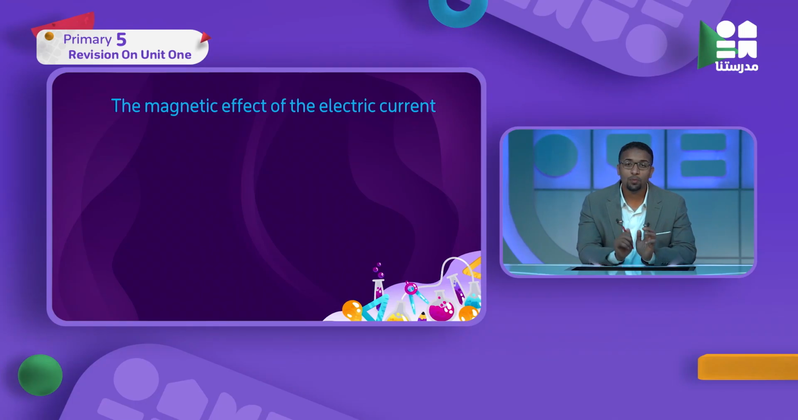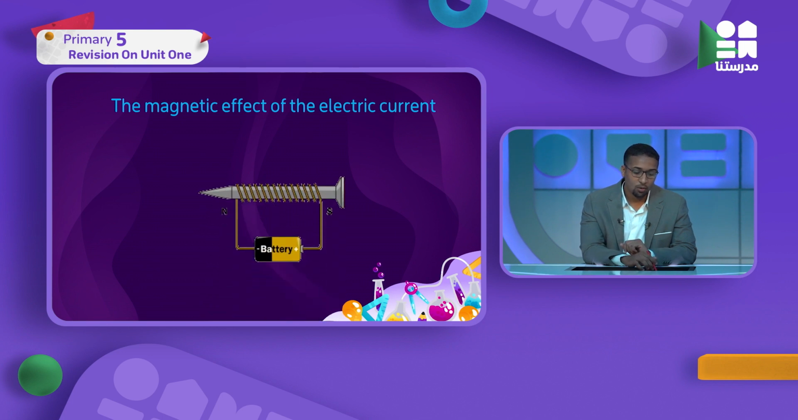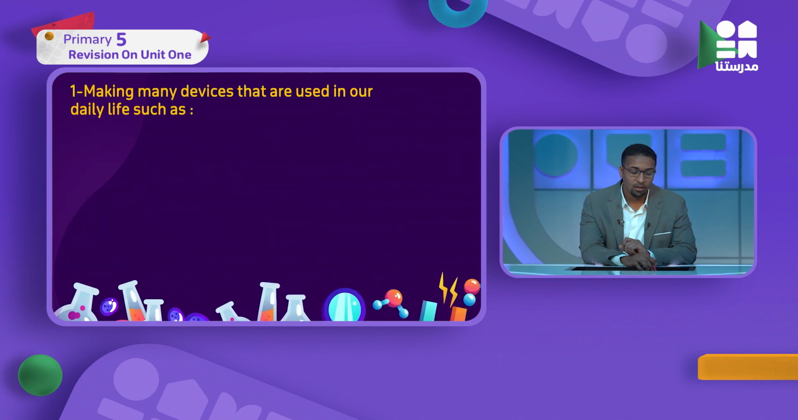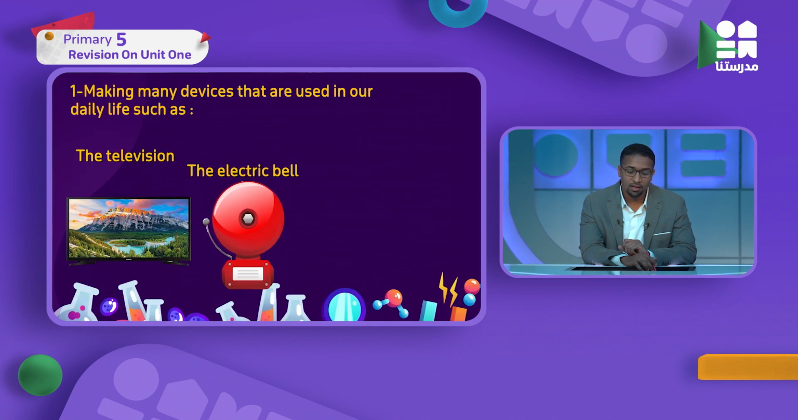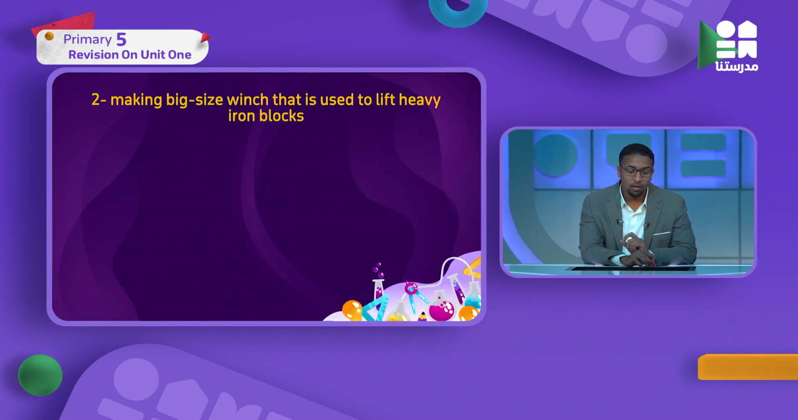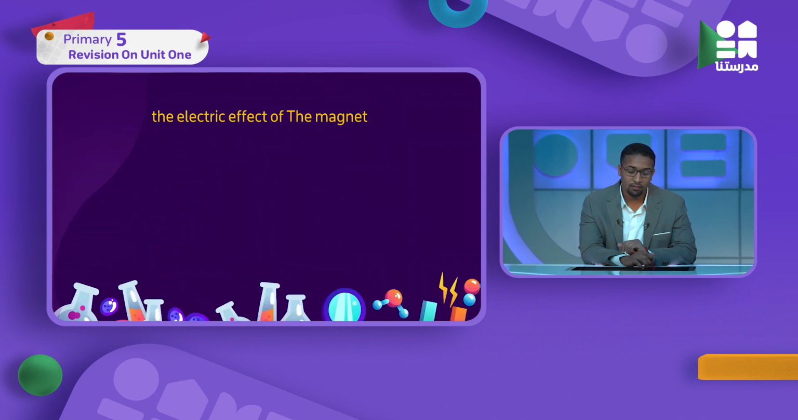The last question, the last lesson, lesson number 4, magnetism and electricity. Magnetism and electricity, we have 2 ideas: converting electric to magnetism and converting magnetism to electricity. So the first one is electromagnet and uses of electromagnet: television, electric bell, disk drive, and mixer. Number 2, big winch, it is a use of electromagnet.